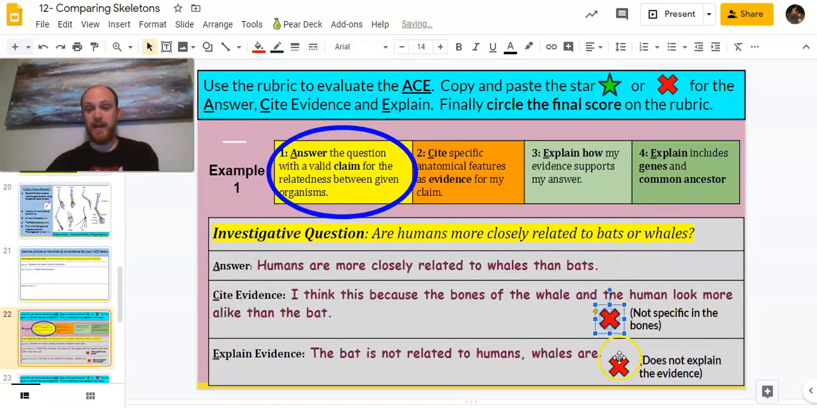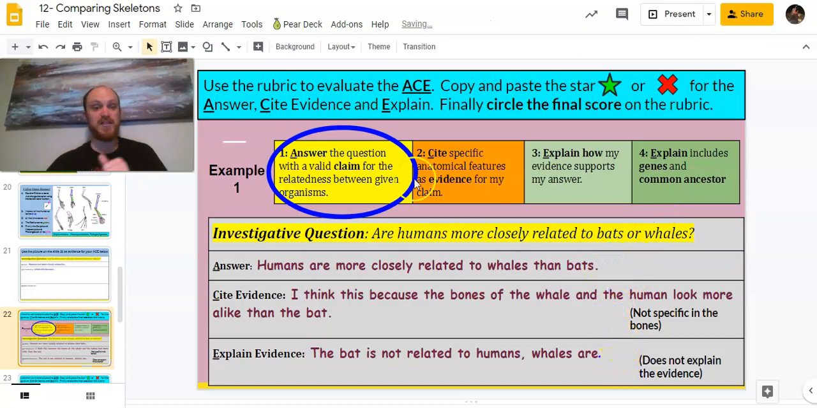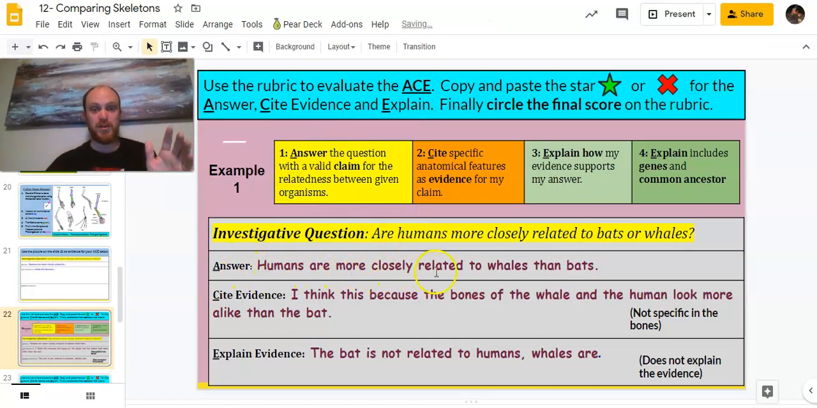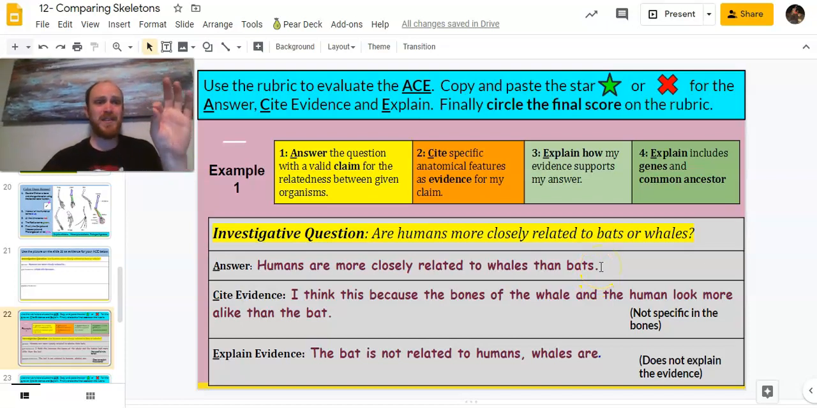I'm just going to delete these real fast, and I'll show you how to create these. So use the rubric down here to evaluate the ACE below. Copy and paste the star or the X for the answer, cite, evidence, and explain, and then circle the final score. So I can do all that for you here. So I'll just delete this. Okay. So humans are more closely related to whales than bats. That's fine. You don't have to agree with me. Please disagree and just use evidence to support it. Fantastic. But that's a good claim.